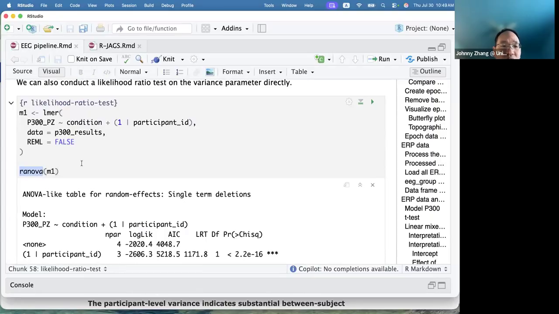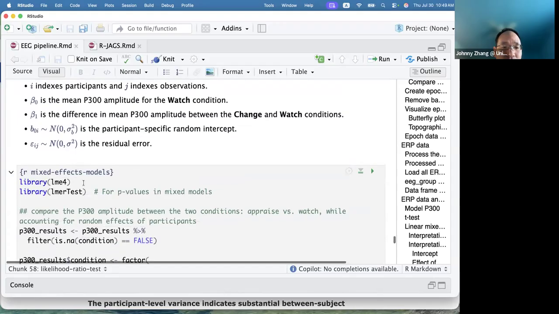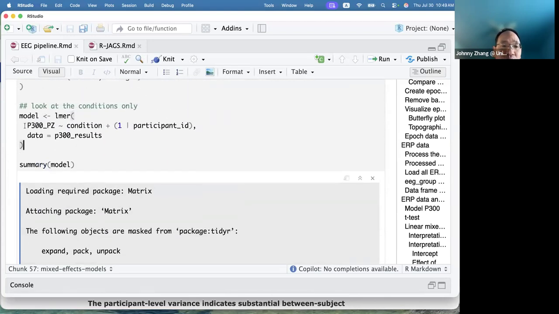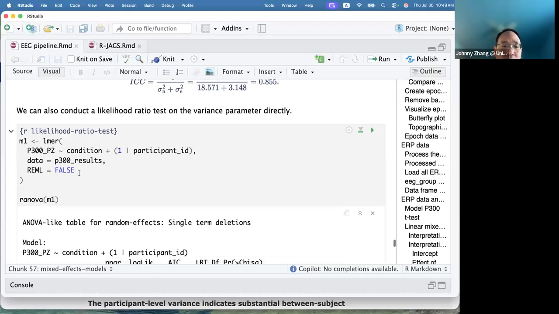Use this ANOVA function, the random ANOVA function. This function is a function of the lmerTest package, which means you need to first install this package to do that. By default, this mixed effect model uses the restricted maximum likelihood estimation method. But if you want to test the variance parameter, you need to use the regular maximum likelihood estimation method. Therefore, I change this to be false.